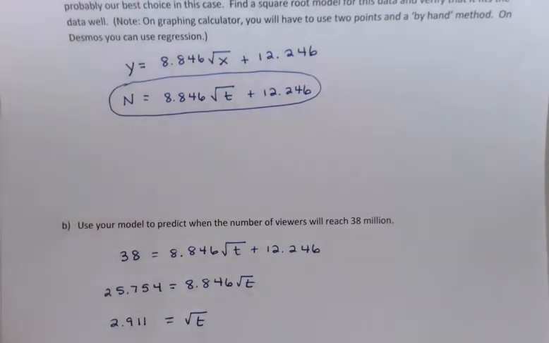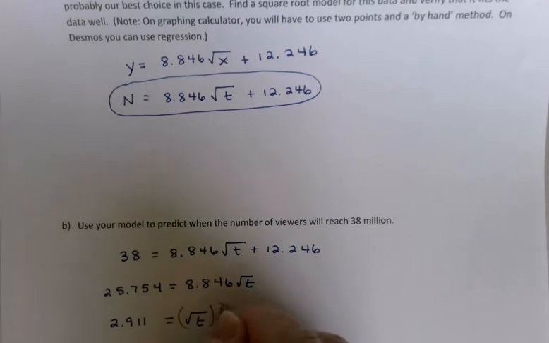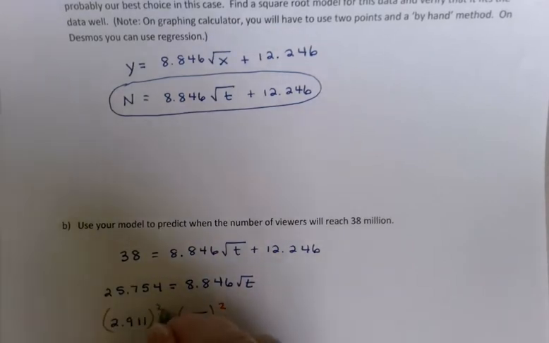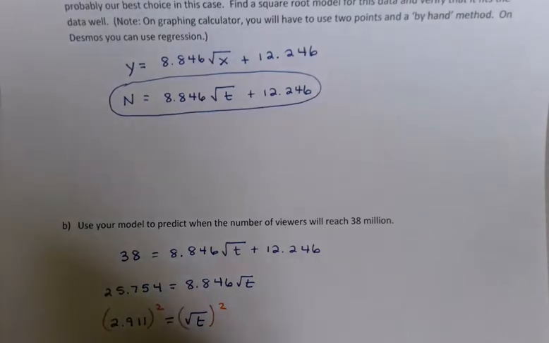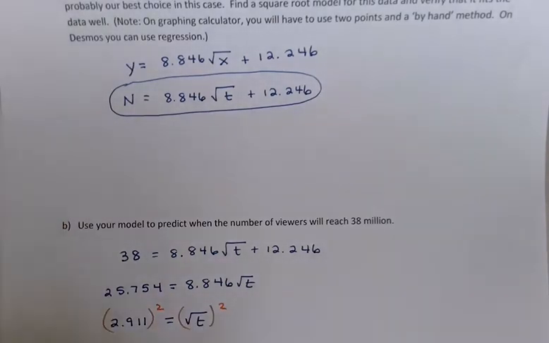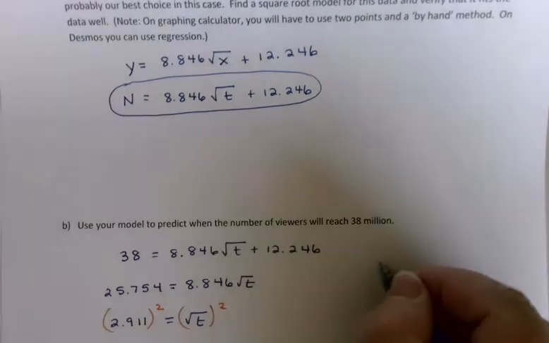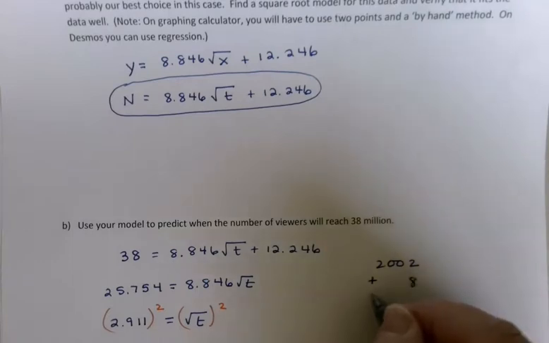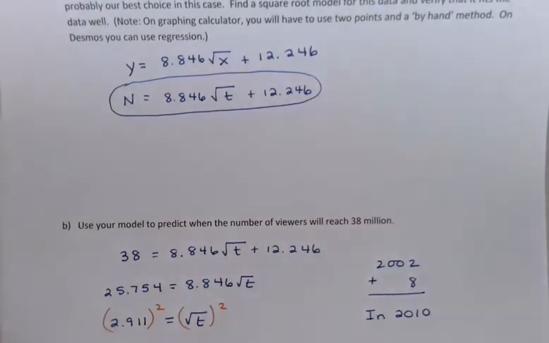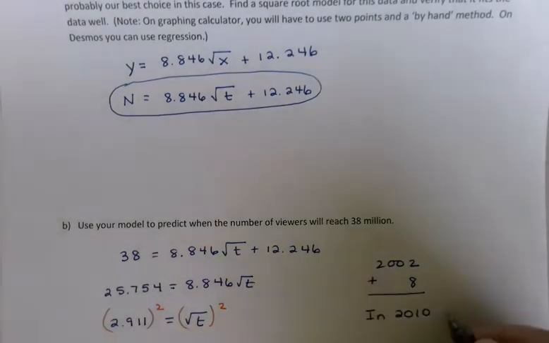And then I need to square both sides of that to solve for t. And I get about 8.476 for t. So that would be within the 8th year. So if I take my 2002, my starting year, and add 8, it looks like during 2010, about halfway through, we would reach 38 million viewers.